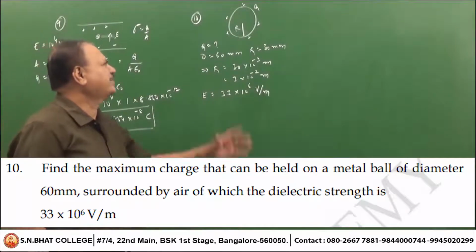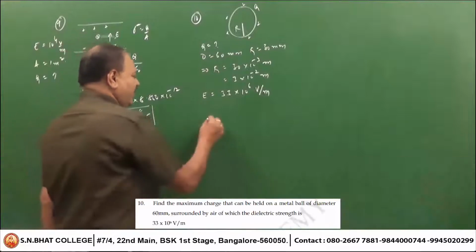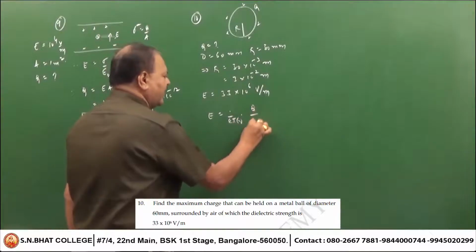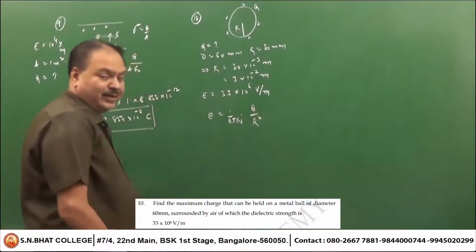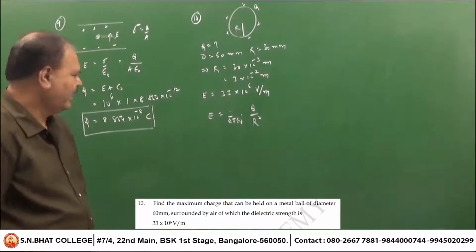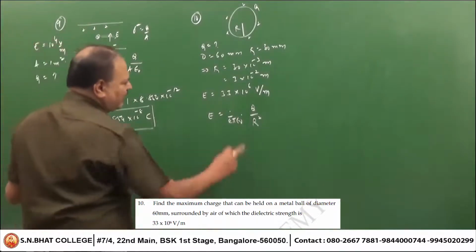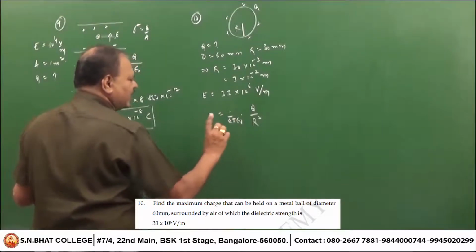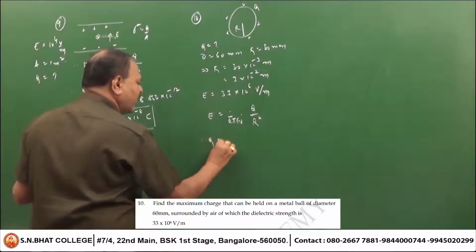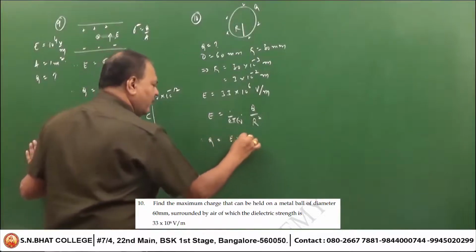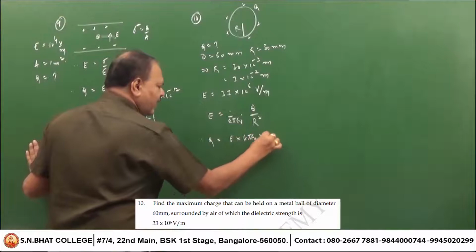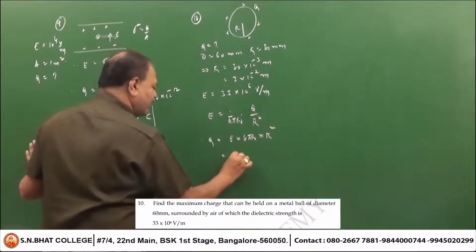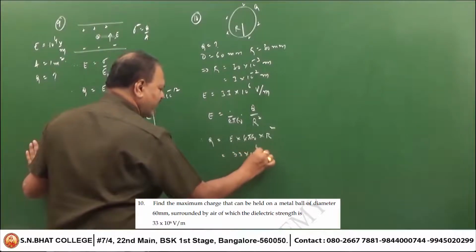What are they asking? How much charge does this sphere hold. You know that the electric field on the sphere is given by E is equal to 1 by 4 pi epsilon naught into Q by R square, as I said yesterday when we did Gauss theorem. E is given, everything is given, Q has to be calculated. Therefore your Q is equal to E into 4 pi epsilon naught into R square. The value of E is equal to 33 into 10 to the power of 6.